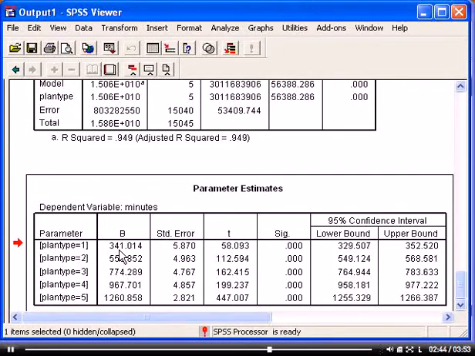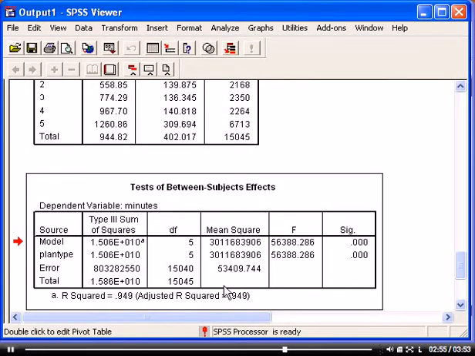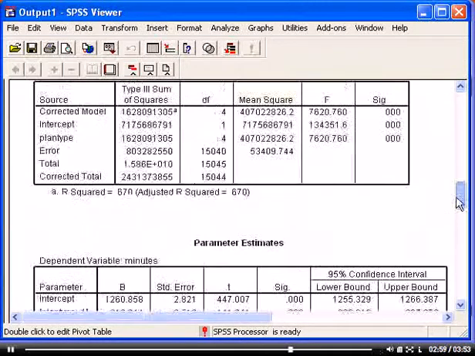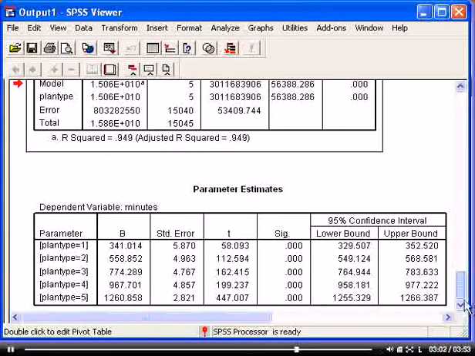And that's sort of nice. That can be nice at times because it's easy to interpret the beta, especially if you're dealing with just one categorical variable. One problem though: you'll notice the R squared has changed. R squared is now 0.949. It went up dramatically from 0.67. In truth though, this equation doesn't estimate minutes any better than the first equation.